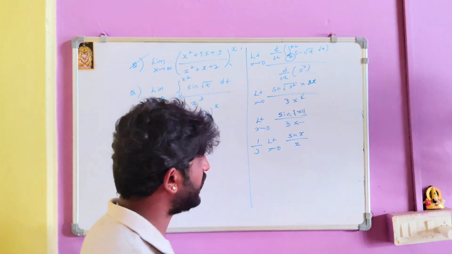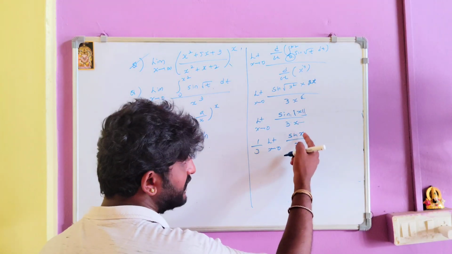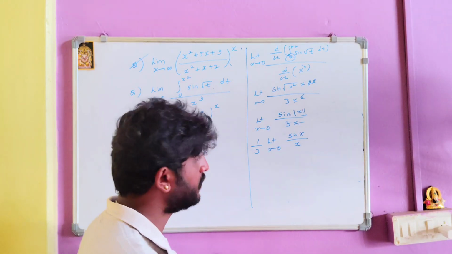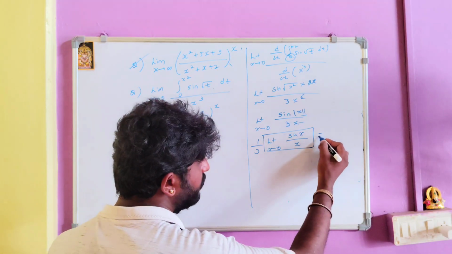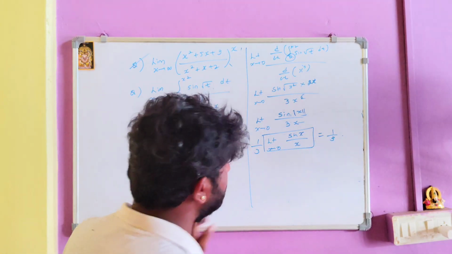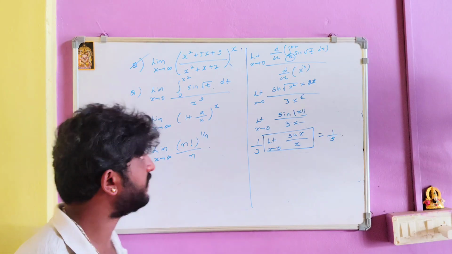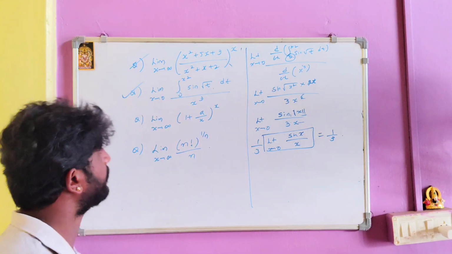Now, if you observe, x is approaching 0. This value becomes what? 1. Okay, 1 by 3 into 1 gives us 1 by 3. This is our required solution for the second one.